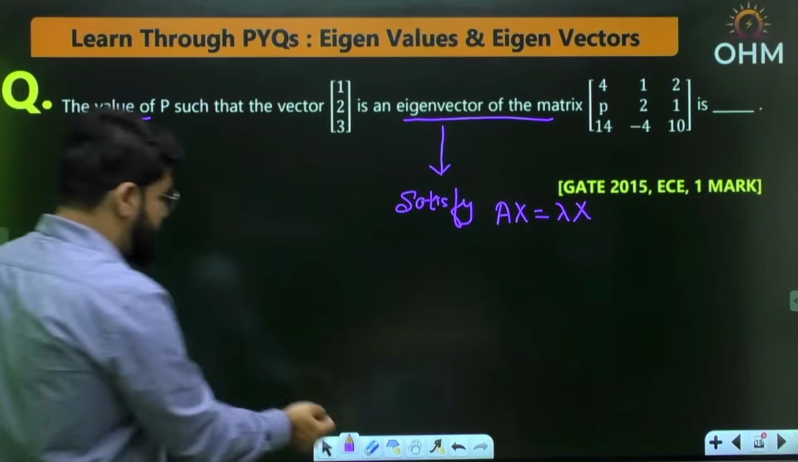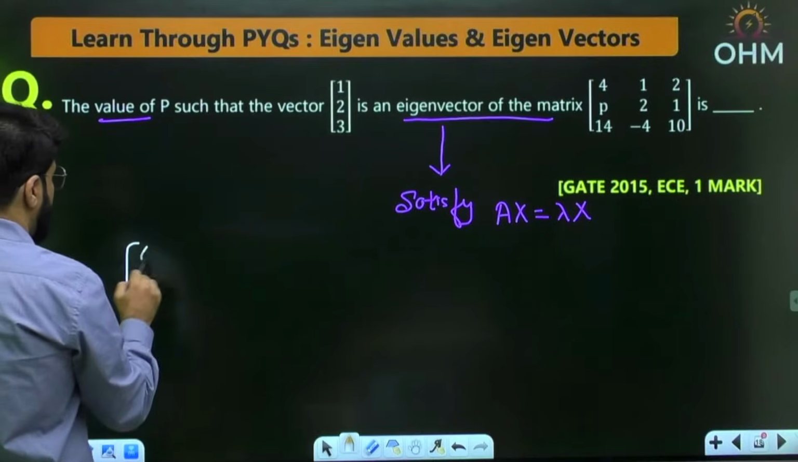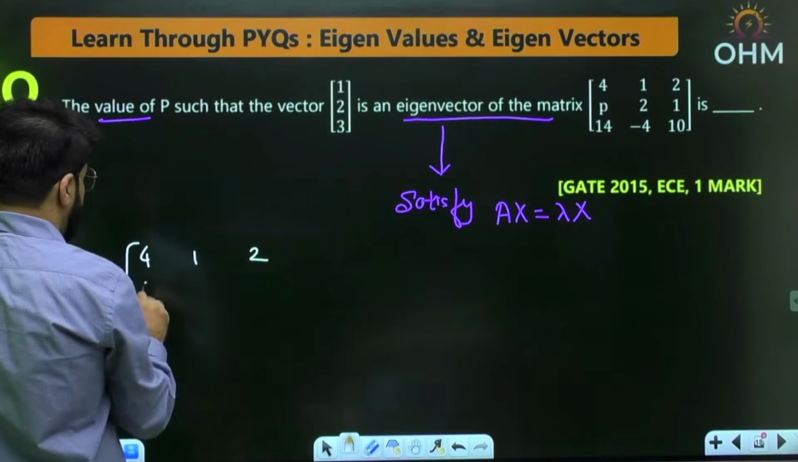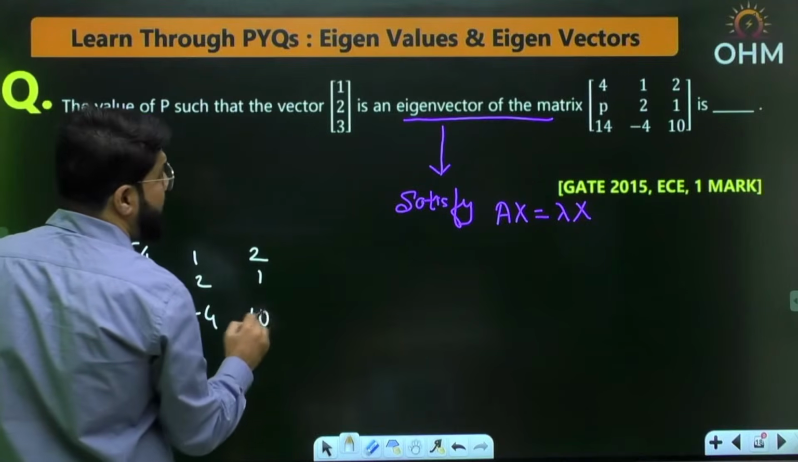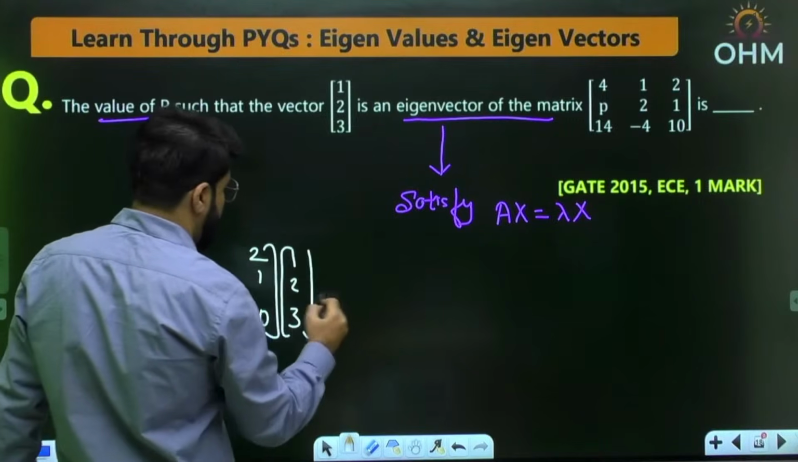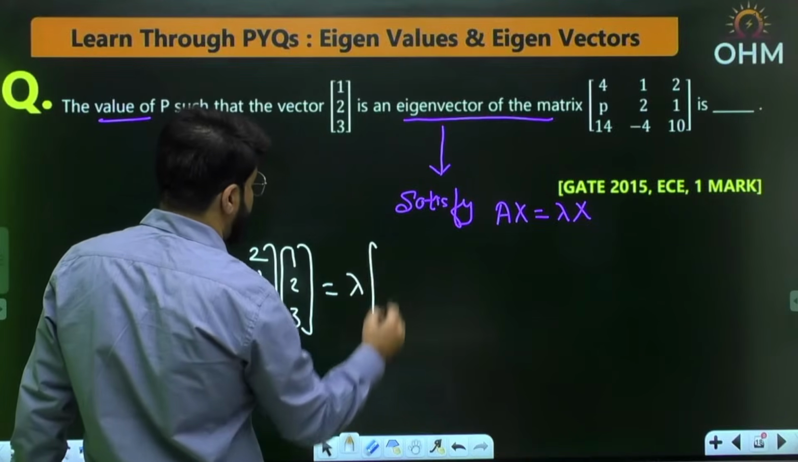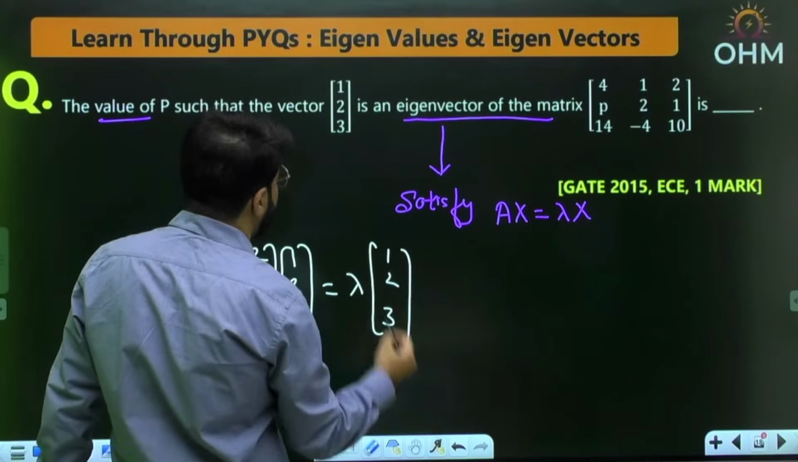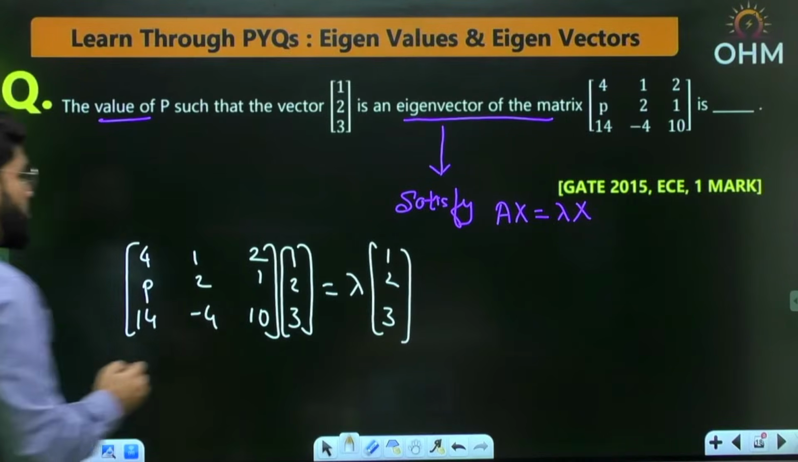Correct. So if I just start satisfying Ax equal to lambda x, what do I get? The matrix rows 4, 1, 2, P, 2, 1, 14, minus 4 and 10, into x, that is 1, 2, 3, is equal to lambda into x. Here x is the given eigenvector. Ax equal to lambda x. That's it. This is what we have to satisfy.